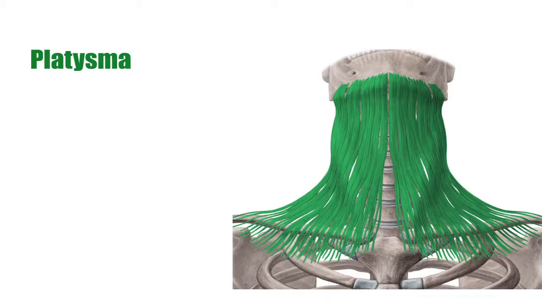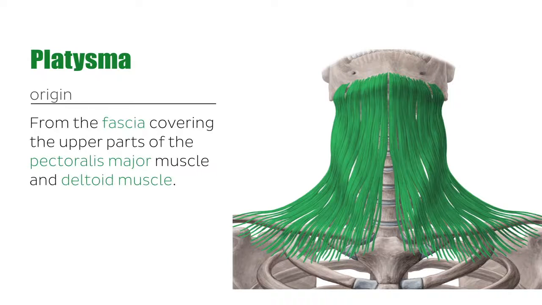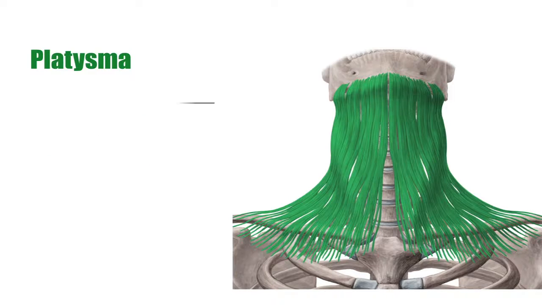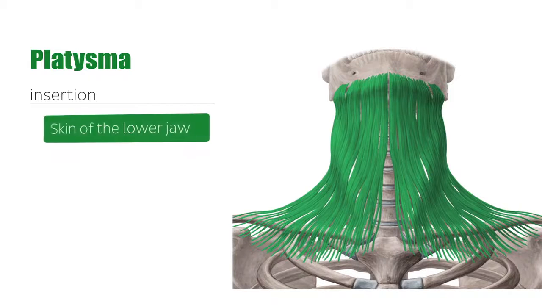It completely covers both front sides of your neck, and due to direct insertion to the skin, it can change facial expression along with the other facial muscles. If we look into the origin point for this muscle, it arises from the fascia covering the upper parts of the pectoralis major muscle and also the deltoid muscle. When it comes to an insertion point for this muscle, its fibers cross the clavicle and proceed obliquely upward and medially along the side of the neck towards the skin of the lower jaw.